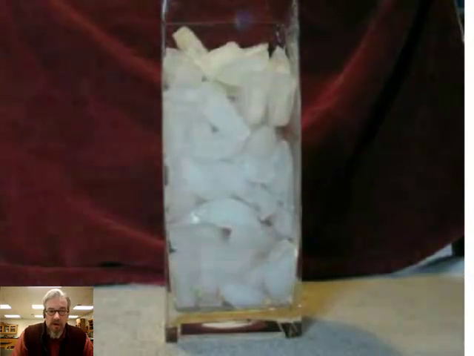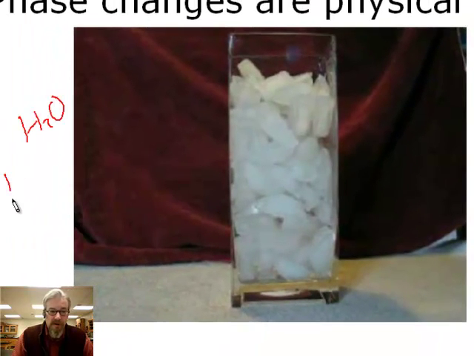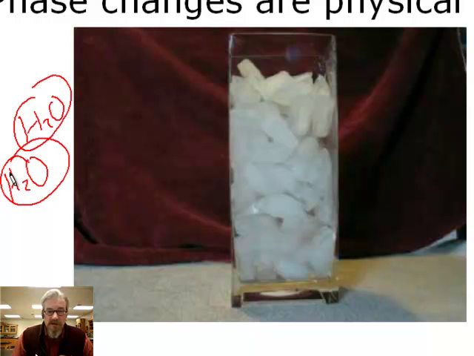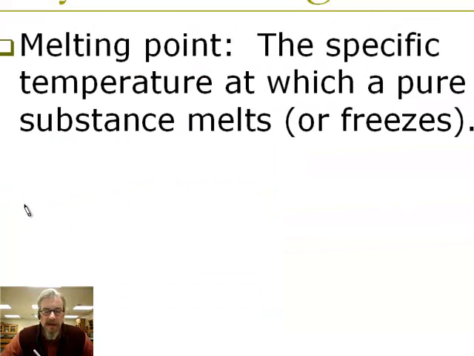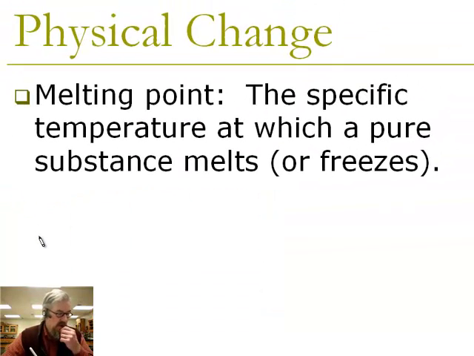Before we started, we had water, H2O. After we finished, we had water, H2O. Solid water, liquid water, still water when we're done. And so that's a physical change. It's actually how the substance, or when the substance undergoes these physical changes, that's a physical property of the substance. And we have two ways of describing that are very common. One is called the melting point.